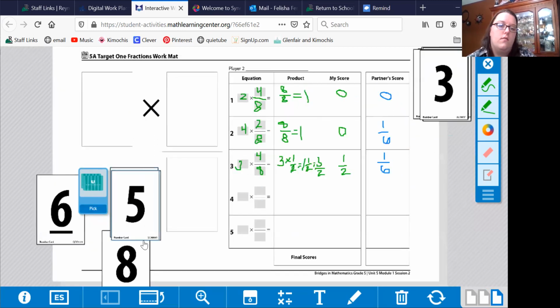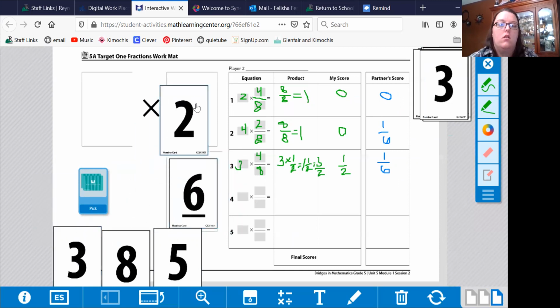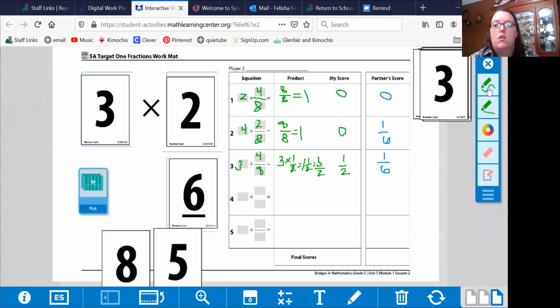One, 2, 3. Huh. You know what? Look at there. Three groups of 2/6. So 3 times 2 is 6. Out of the 6 I need to make a whole, right? 6/6 is the same as 1. So the score is 0 there.